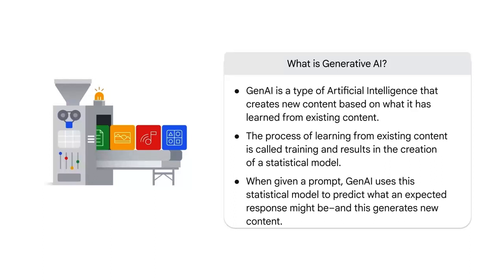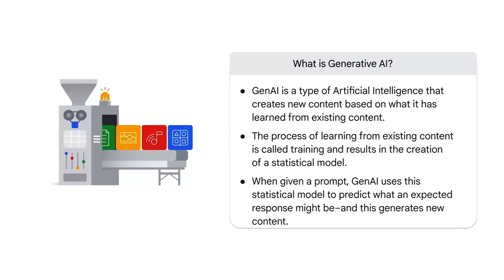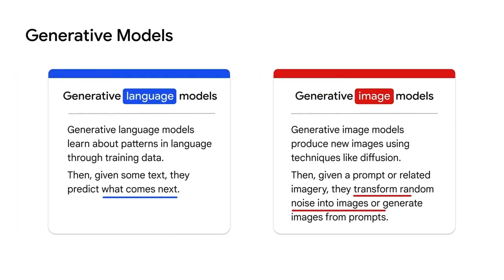The process of learning from existing content is called training and results in the creation of a statistical model. When given a prompt, Gen AI uses this statistical model to predict what an expected response might be, and this generates new content. It learns the underlying structure of the data and can then generate new samples that are similar to the data it was trained on. Like I mentioned earlier, a generative language model can take what it has learned from the examples it has been shown and create something entirely new based on that information. That's why we use the word generative.